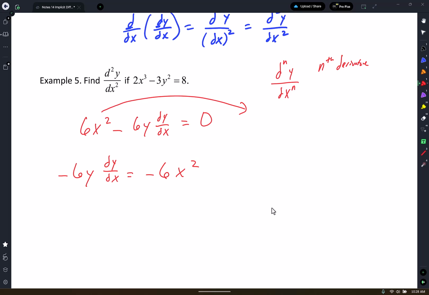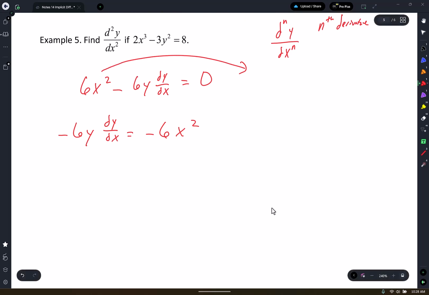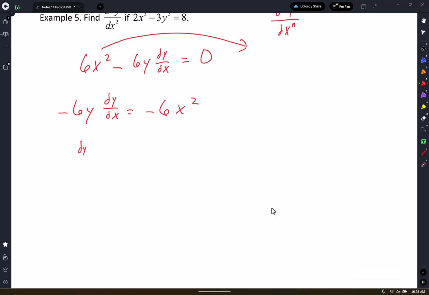Yeah, because we want to get dy/dx by itself first. How do I get dy/dx by itself? I have to divide by 6y on both sides. So I'm going to have dy/dx.